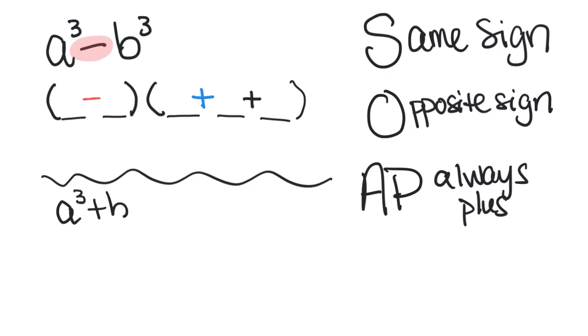If I had a sum of cubes, okay, I can still make this fill in the blank approach. Okay, so 2 parts and 3 parts. Only difference this time, I have a plus. So my first sign is a plus. Opposite is a minus, and then always a plus at the end. Okay, so I always say set up your signs first, then we'll fill in the rest.